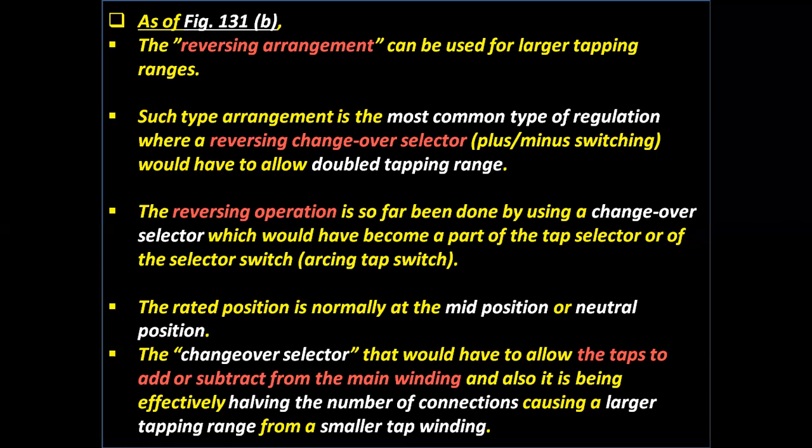Again, I repeat, the changeover selector allows the taps to add or subtract from the main winding, and it effectively halves the number of connections, giving a larger tap range from a smaller tap winding.